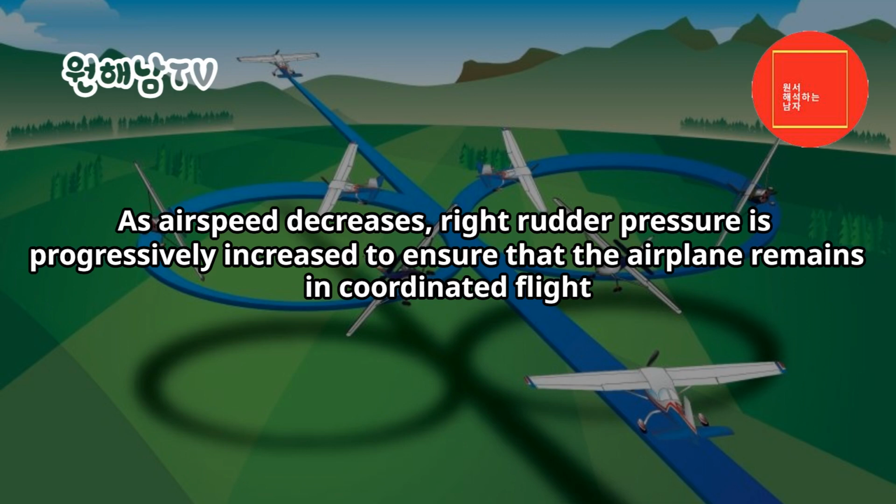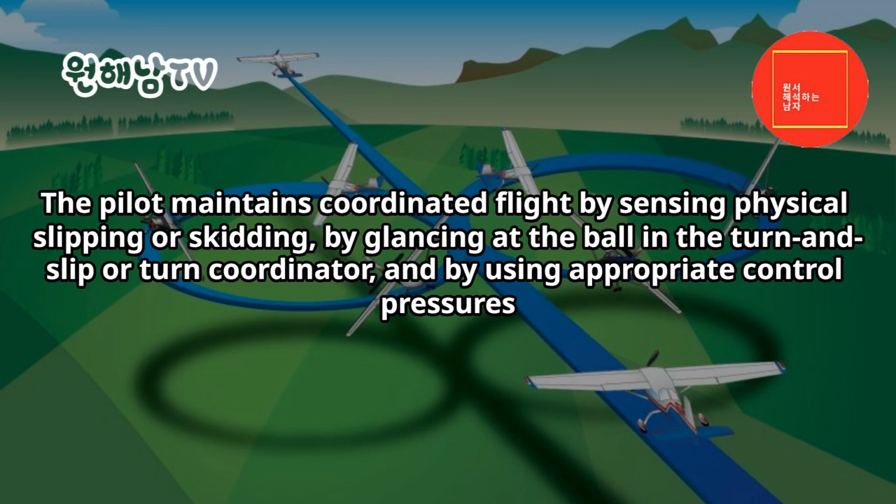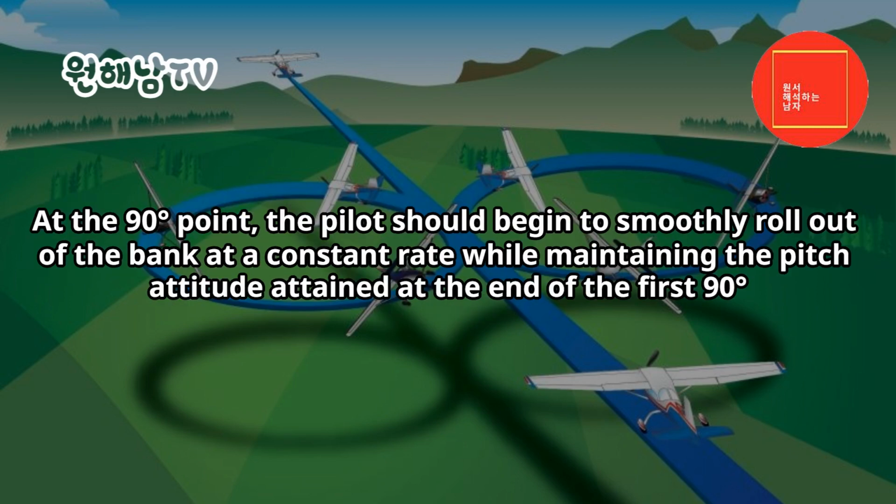As airspeed decreases, right rudder pressure is progressively increased to ensure that the airplane remains in coordinated flight. The pilot maintains coordinated flight by sensing physical slipping or skidding, by glancing at the ball in the turn and slip, or turn coordinator, and by using appropriate control pressures. At the 90 degrees point, the pilot should begin to smoothly roll out of the bank at a constant rate, while maintaining the pitch attitude attained at the end of the first 90 degrees.